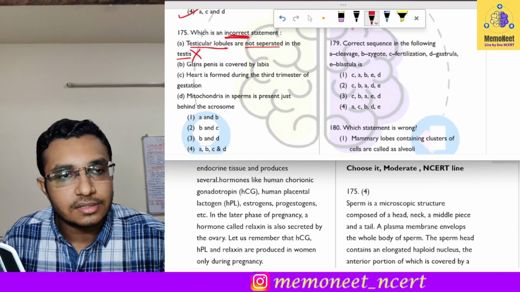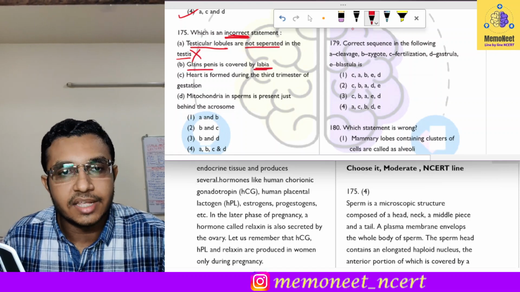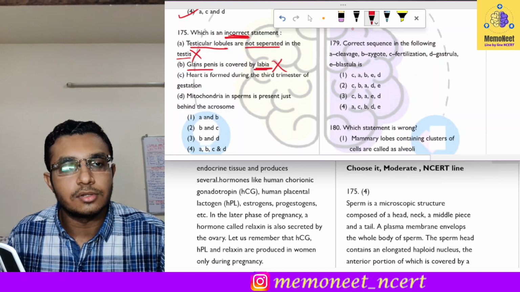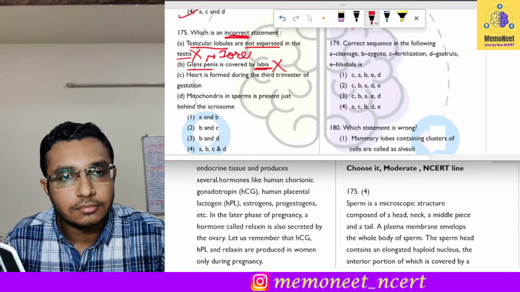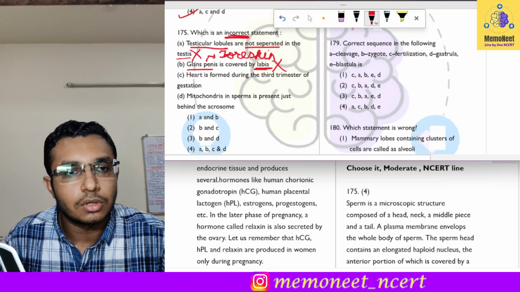Then second is glans penis is covered by labia. No, this statement is also incorrect. The glans penis is covered by the foreskin, and not the labia.